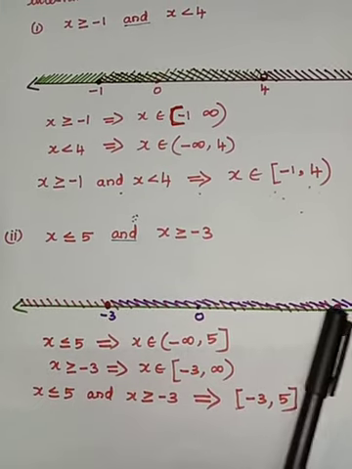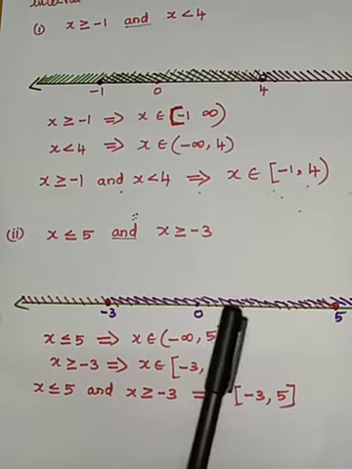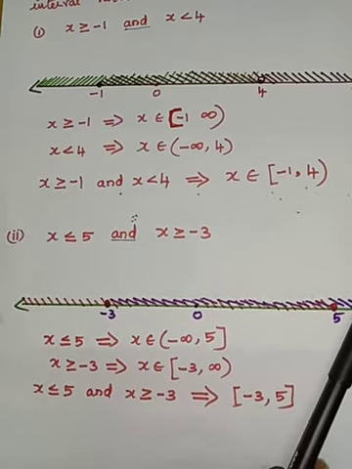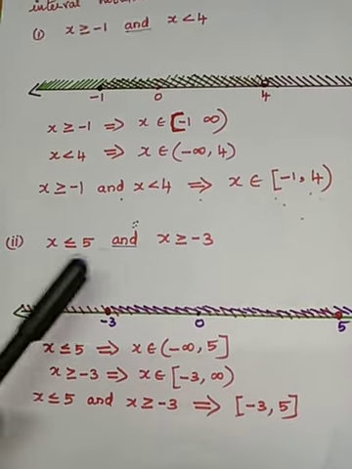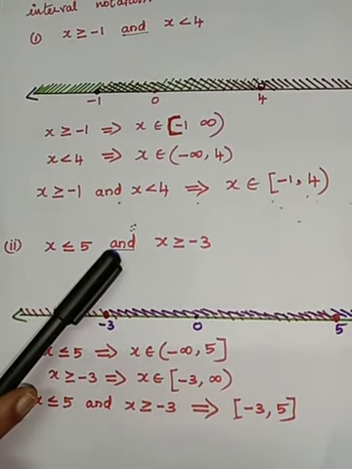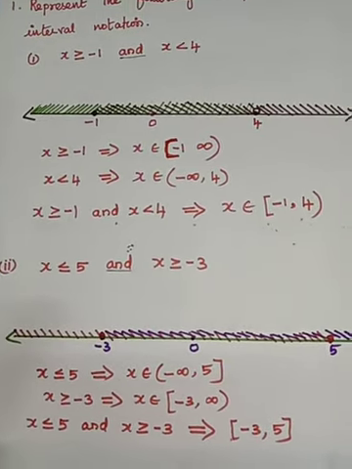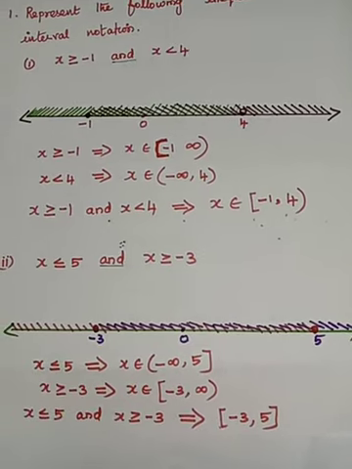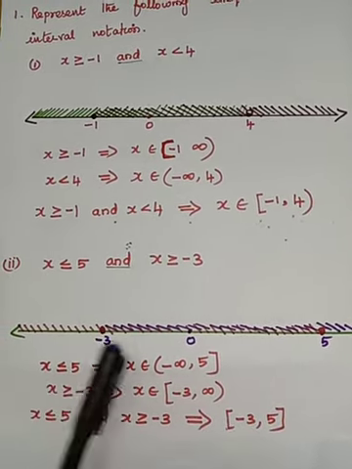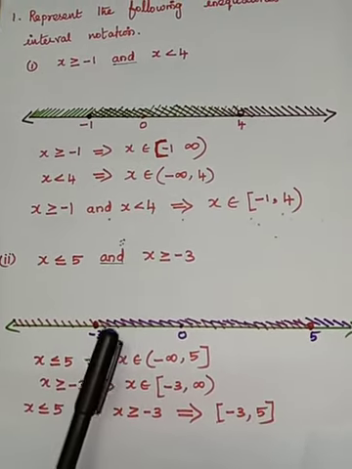These are the values, so I shaded with purple color. Okay, from this number line, which word is used here? And means common intervals have to be considered, or intersection. See, minus 3 to 5 only you got both the lines.